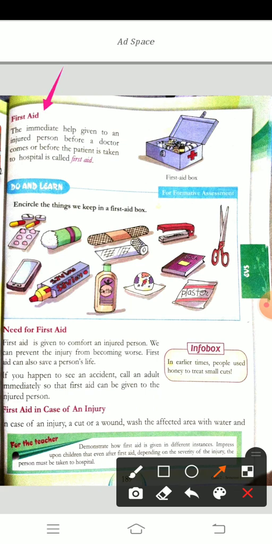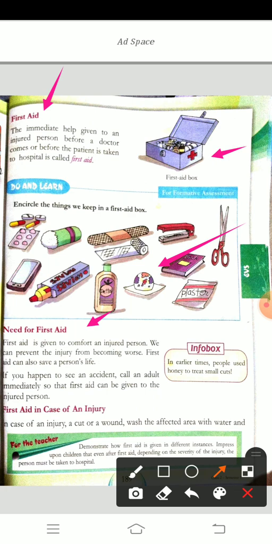First aid. The immediate help given to an injured person before a doctor comes or before the patient is taken to hospital is called first aid. This is the first aid box. Encircle the things we keep in the first aid box. After that I'll teach all of these.